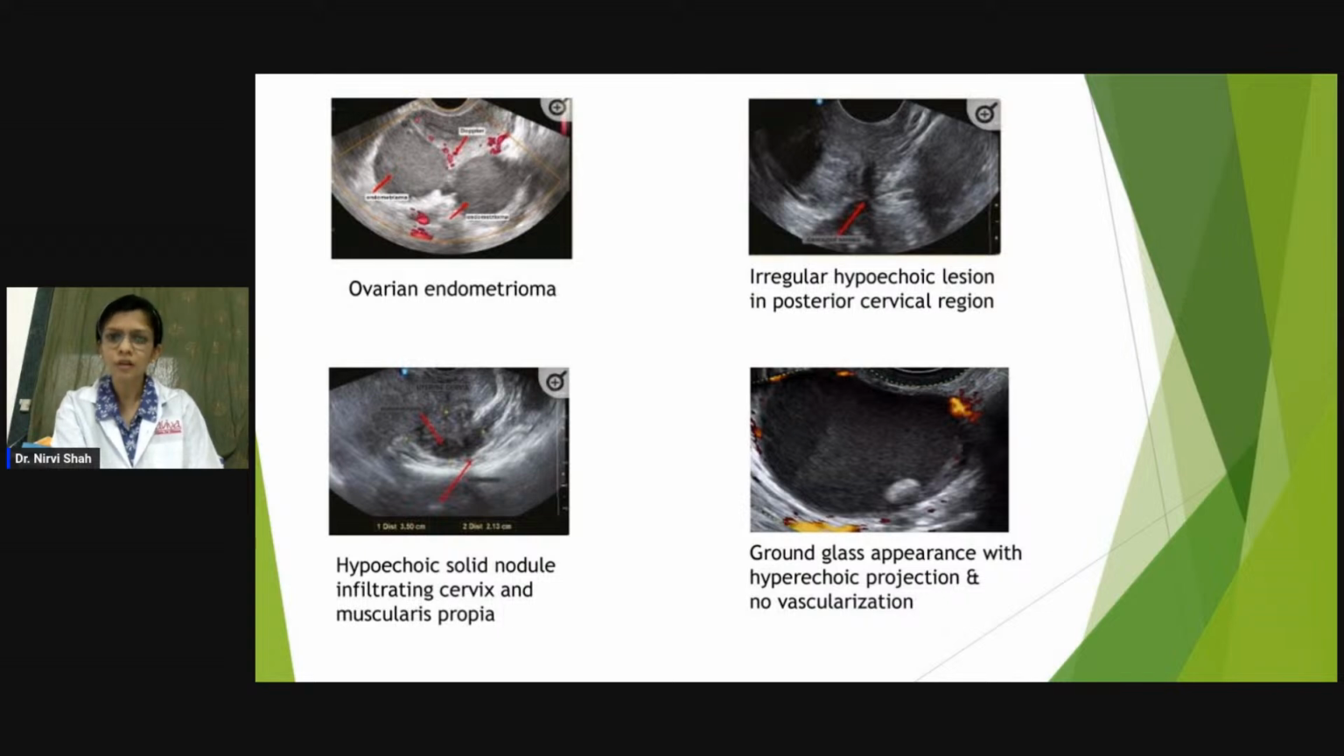Okay. Now here, this is in the posterior compartment, the posterior cervical wall. This here is the hypoechoic nodule. It's irregular and hypoechoic.